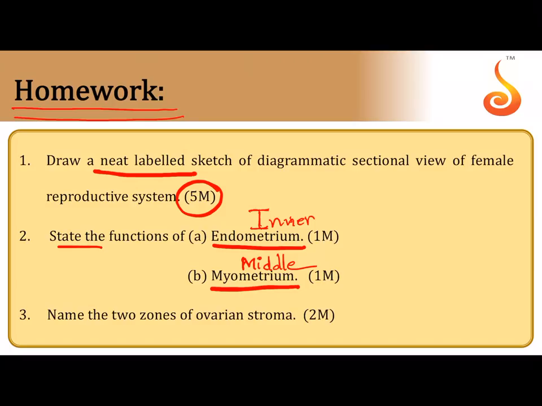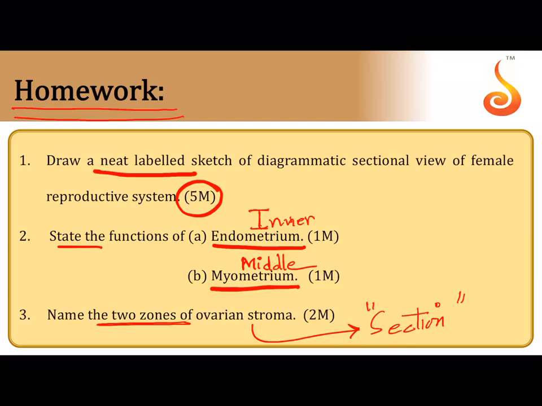Another easy question, the third and the last question. I'm not dumping a lot of homework on you, but I want you to be very thorough with whatever you do. Name the 2 zones of the ovarian stroma. Let me give you another hint. For this you have to take a section of the ovary, because you want to see what's inside the ovary. You would see something called ovarian stroma. We had learned it is divisible into 2 zones, outer zone and inner zone. That's not the answer. I want you to name the outer zone and name the inner zone.